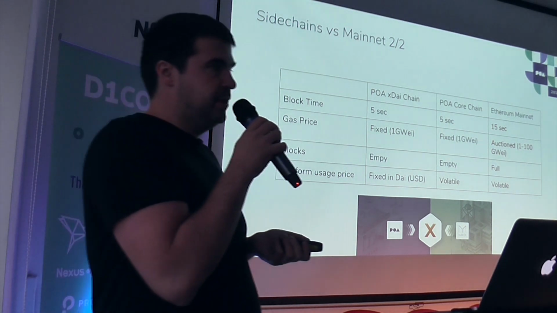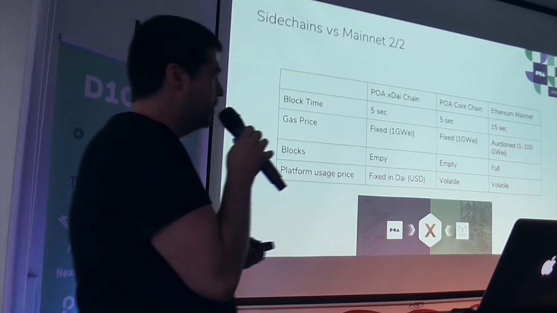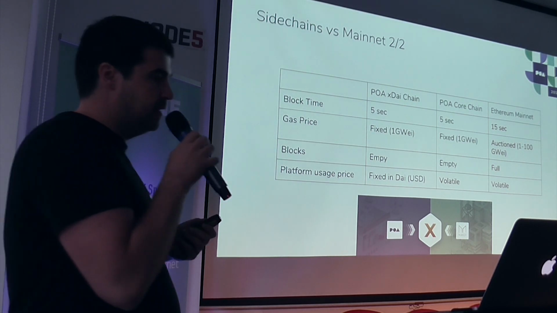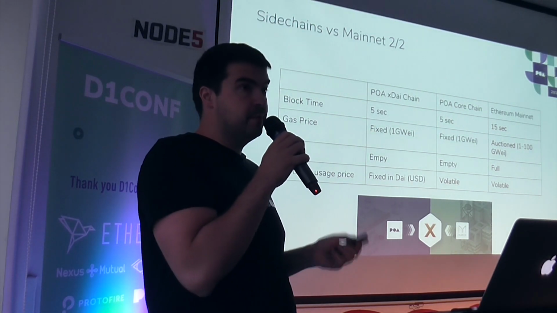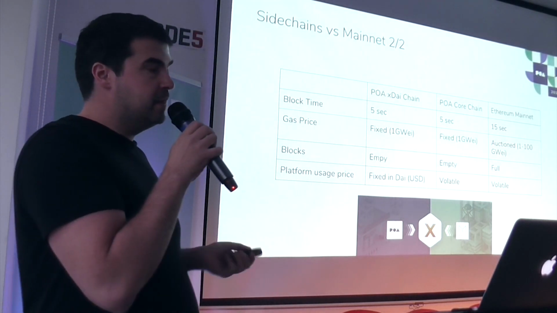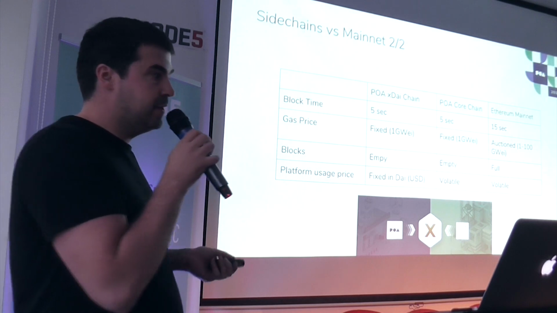On the POA core chain, we solve one problem. We have a fixed gas price and blocks are mostly empty. Also, because the platform is vertically and horizontally scalable, block size can be adjusted by market conditions.